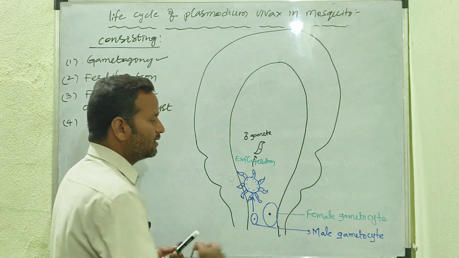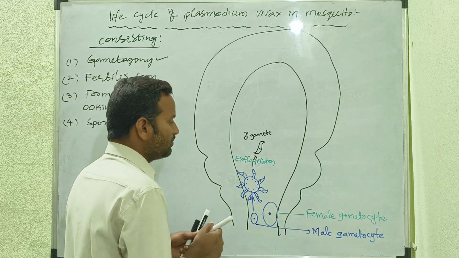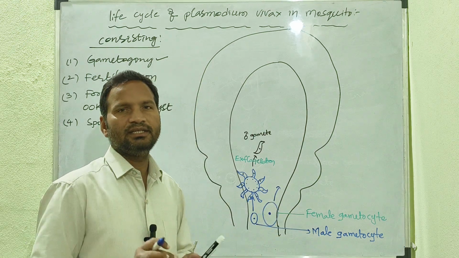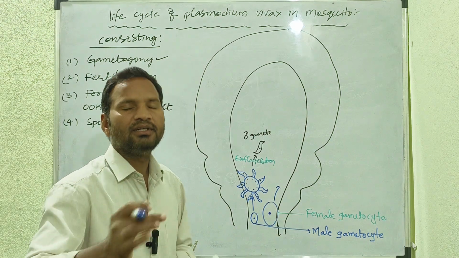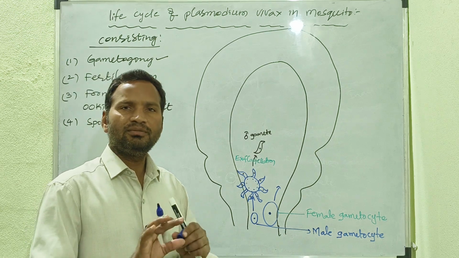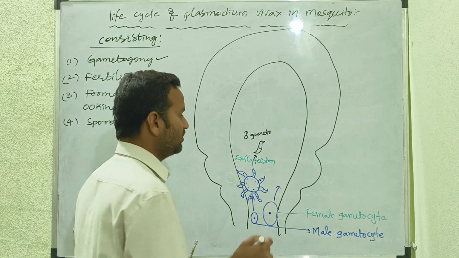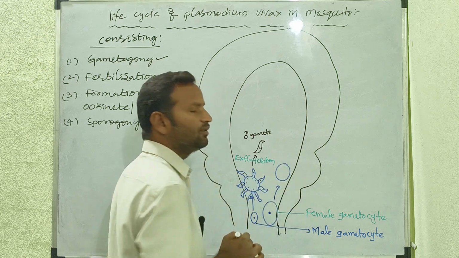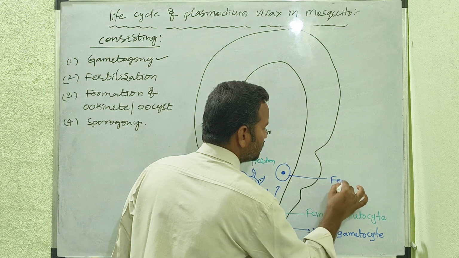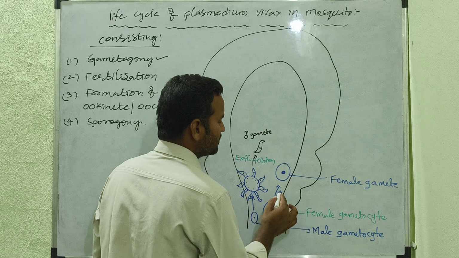Then let us see the female gametocyte. This is the female gametocyte. The female gametocyte also undergoes a few changes, which then form the female gamete. The process is called maturation. Simply, after a few changes it develops into the female gamete. This is the female gamete. Now come to the point. This is called the female gamete. The process is called what?